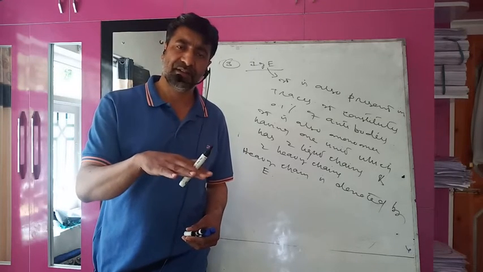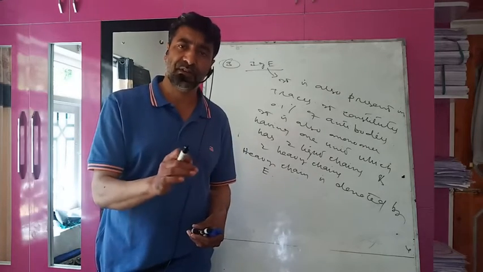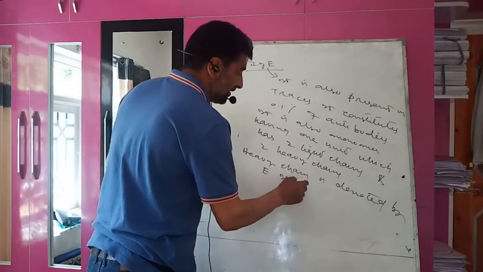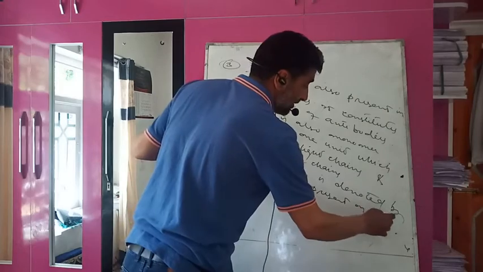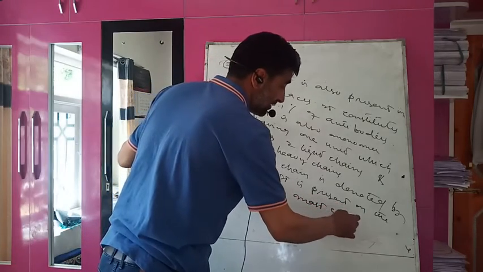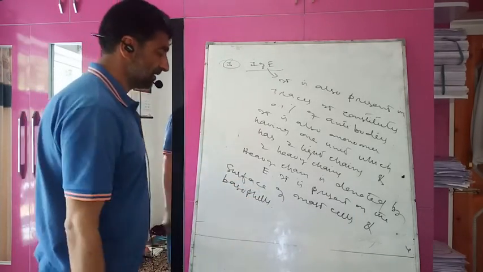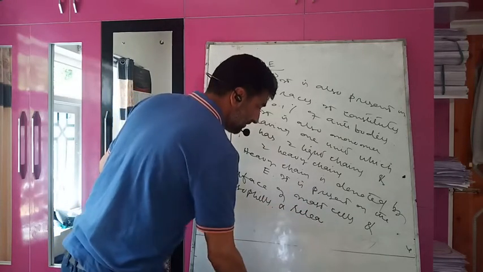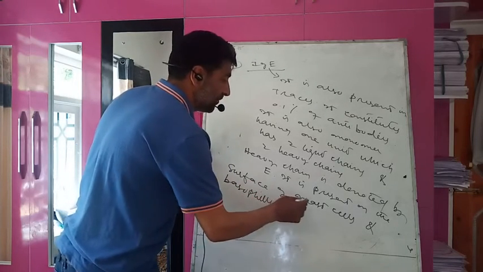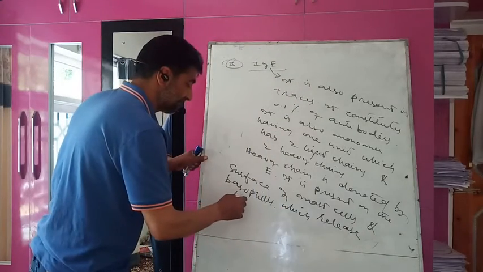Where is it found? It is present on the surface of mast cells and basophils. Mast cells are found in connective tissues, and the basophil is a WBC. Mast cells and basophils release histamine.